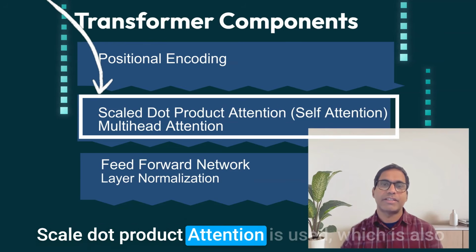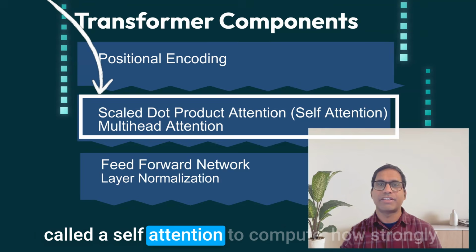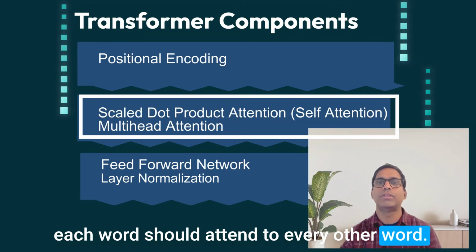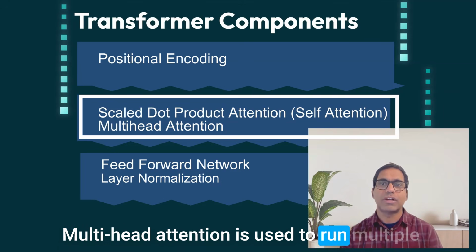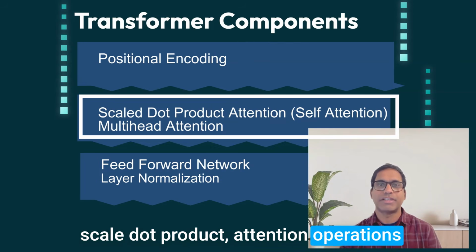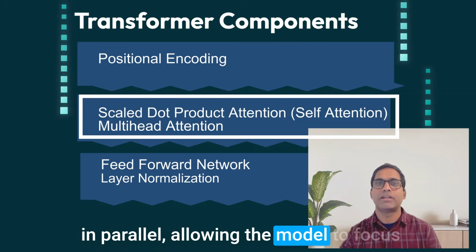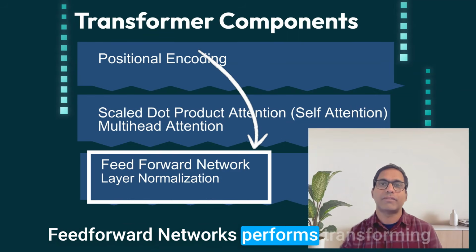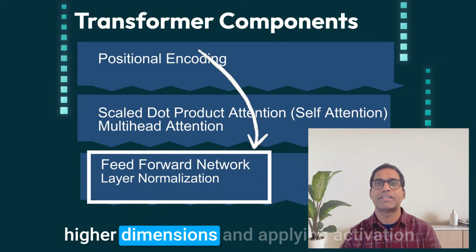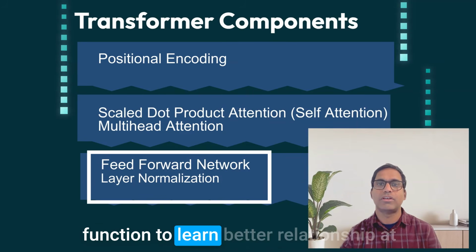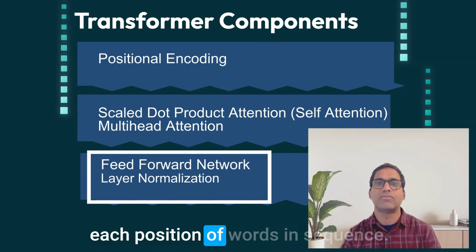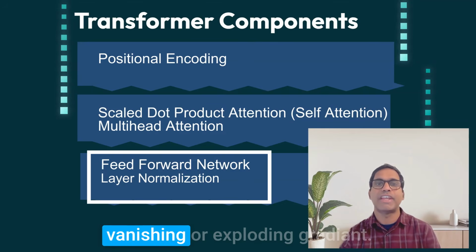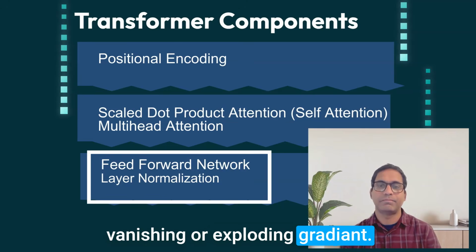Scaled dot product attention is used, which is also called self-attention, to compute how strongly each word should attend to every other word. Multi-head attention is used to run multiple scaled dot product attention operations in parallel, allowing the model to focus on different types of relationships. Feed-forward networks perform transformation to higher dimensions and apply an activation function to learn better relationships at each position of words in the sequence. Layer normalization is used to avoid vanishing or exploding gradients.